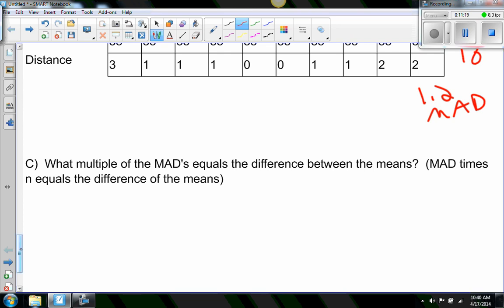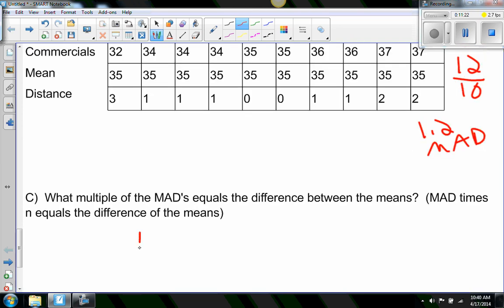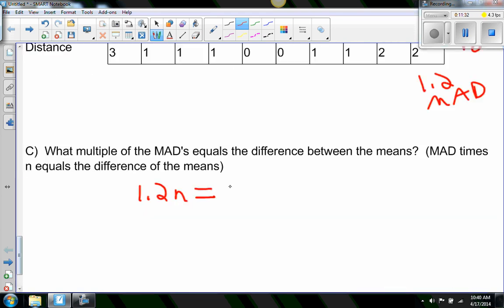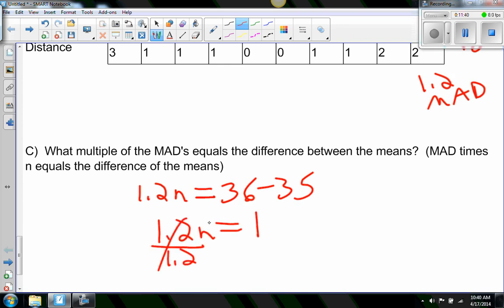So the MAD, which we just figured out right up here, is 1.2. So you take 1.2 times n, and that's going to equal the difference of the means. Well, the means were 36 and 35, right? So 36 minus 35. So 1.2n equals 1. And then I'm going to solve for n. So 1 divided by 1.2 equals 0.8. And what does that really mean? It indicates that there is a large amount of overlap between the two data sets. Okay?